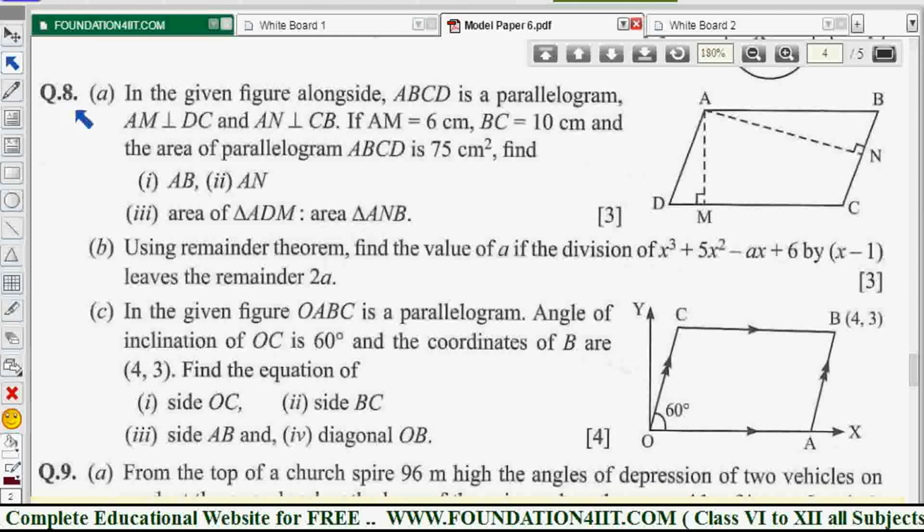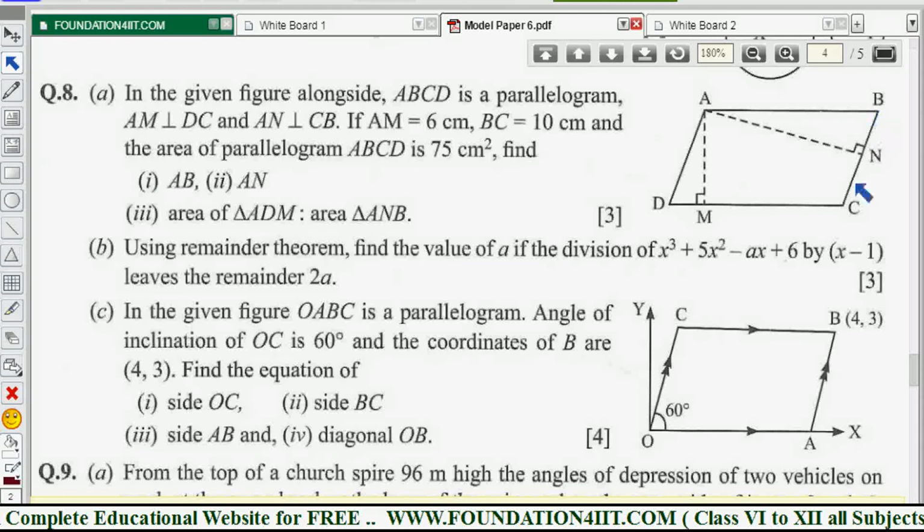So let us see this question number 8 from this paper now. First one, in the given figure alongside, ABCD is a parallelogram, and AM is perpendicular to DC. DC is the base, then AM is the height, and AN is perpendicular to CB.